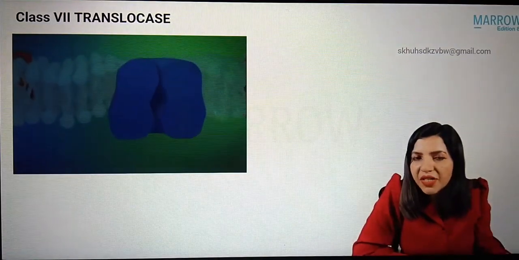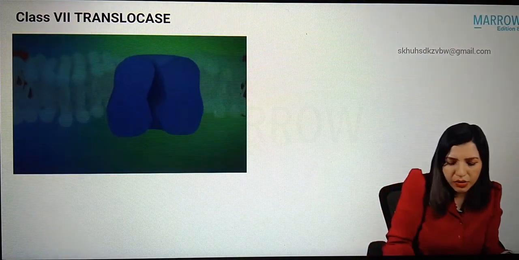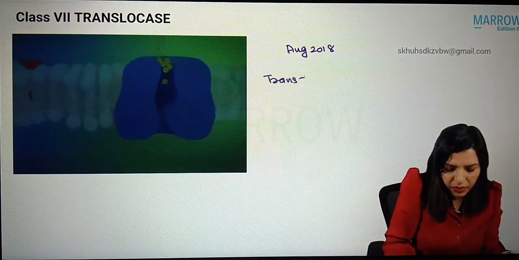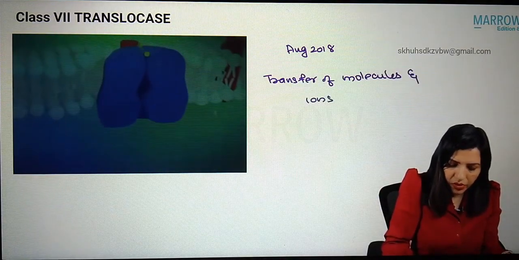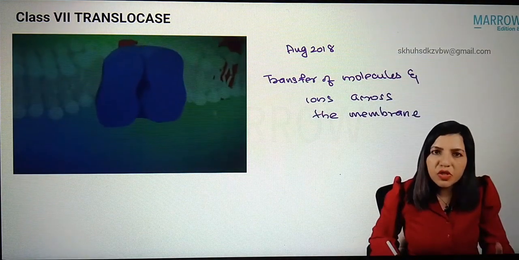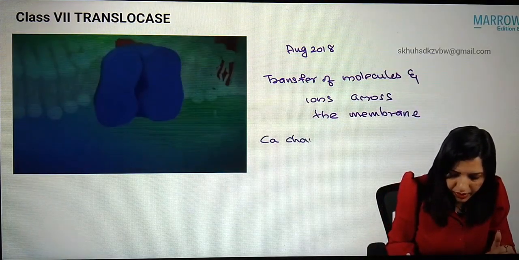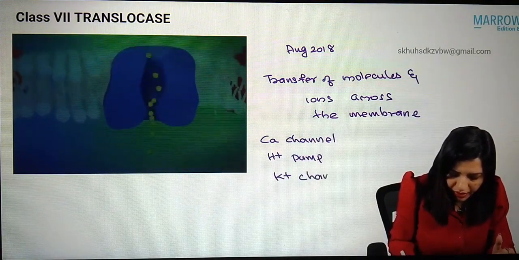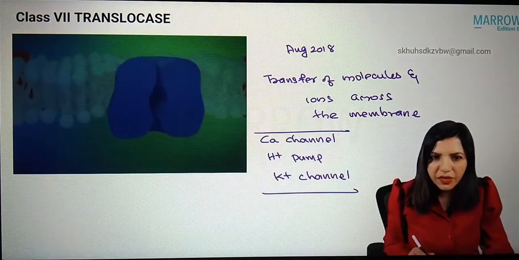Okay. So now we have reached the last class of enzyme, which is translocase, which is the recently added one in August 2018. It is involving the transfer of molecules and ions across the membrane. So most of the examples of translocases are calcium channel, H plus pump, potassium channel, etc. Fine. So these are all belonging to the class of translocase.